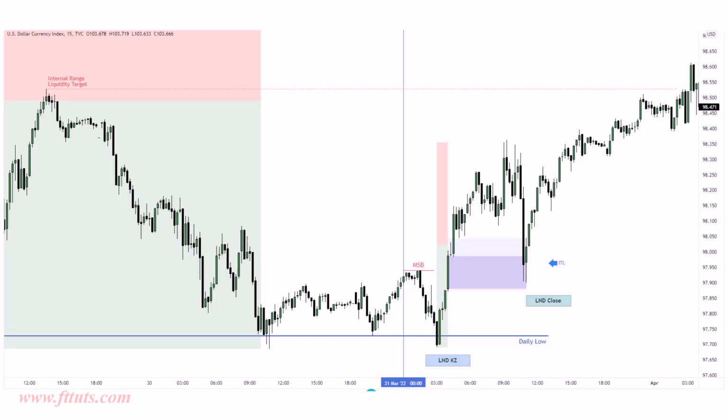London's characteristic is it tends to form a Judas swing. So this is a Judas swing. If you're not a buyer there, you can wait for London close to be a buyer there, and you can exit at the high we projected.